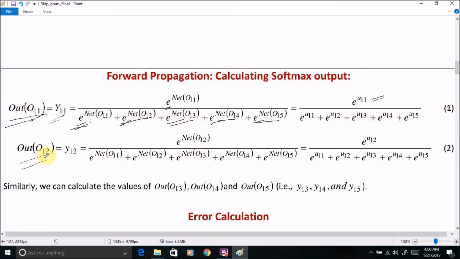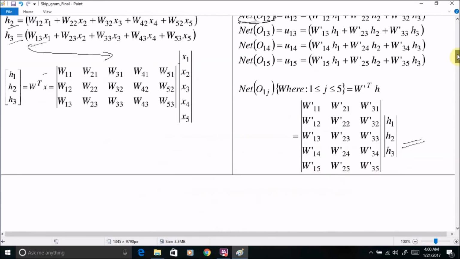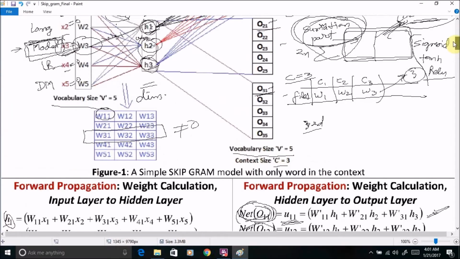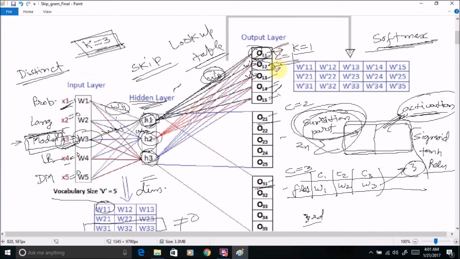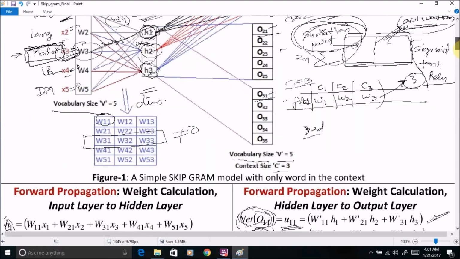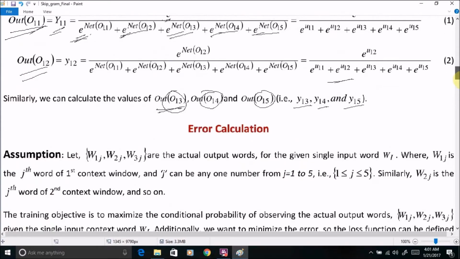Similarly, we can calculate the output weight of O12 like this. Similarly, we can calculate the output weight values for O13, O14, O15, which are represented as Y13, Y14, Y15. So these are the output weights Y11, Y12, Y13, Y14, and finally Y15. Now after that we can calculate the error also.